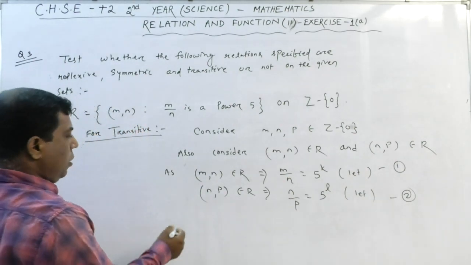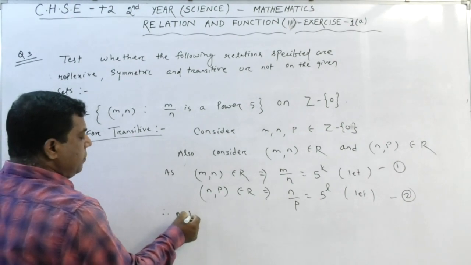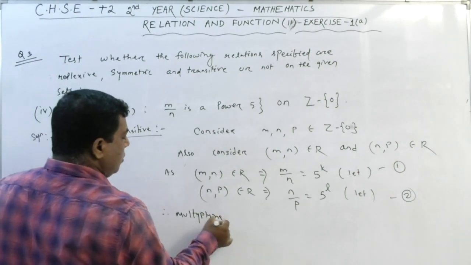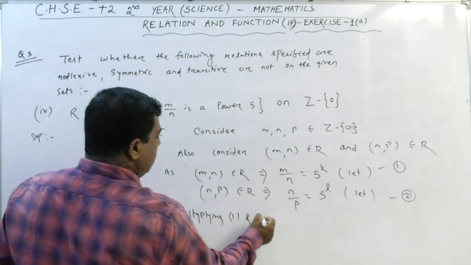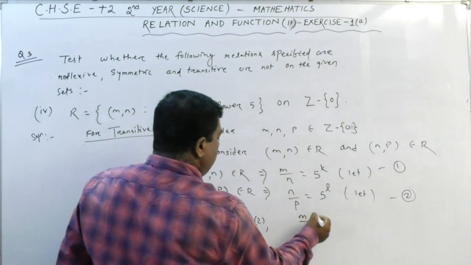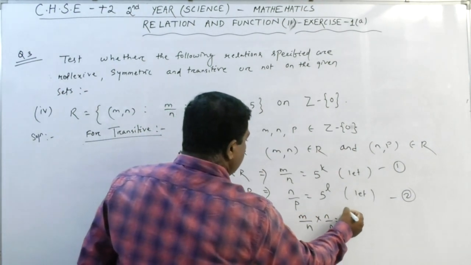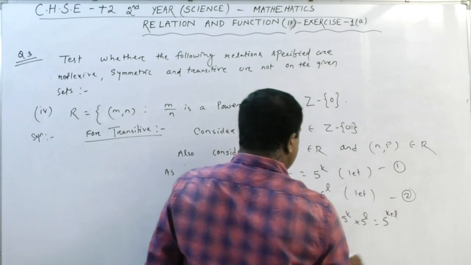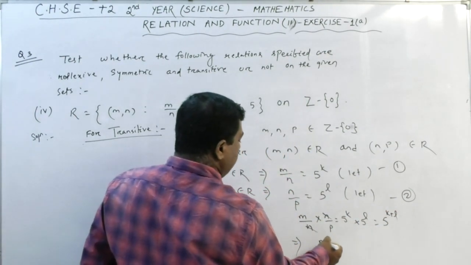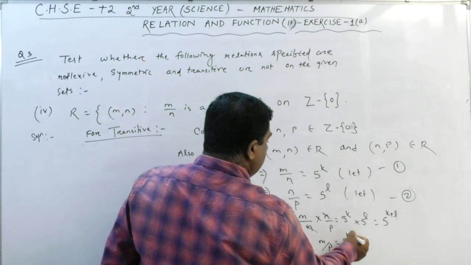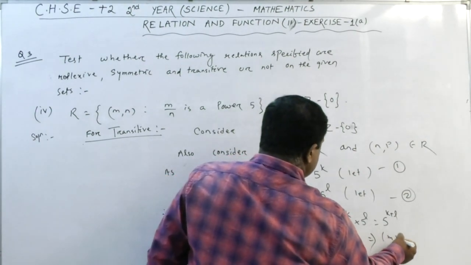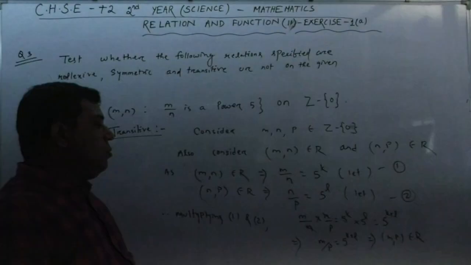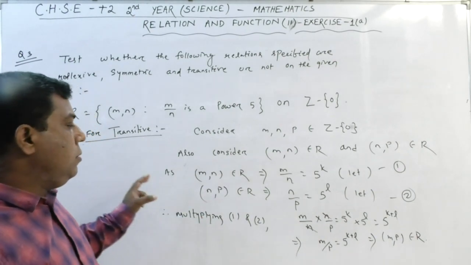So for it what we do, therefore, multiplying 1 and 2, m/n multiplied by n/p. So it is a multiplication. It is written as 5 to the power k plus l, and then n is cancelled. So I can say m/p equals 5 to the power k plus l. Or I can say that (m, p) is belonging to R. Okay? So here we are clear that this relation is what?